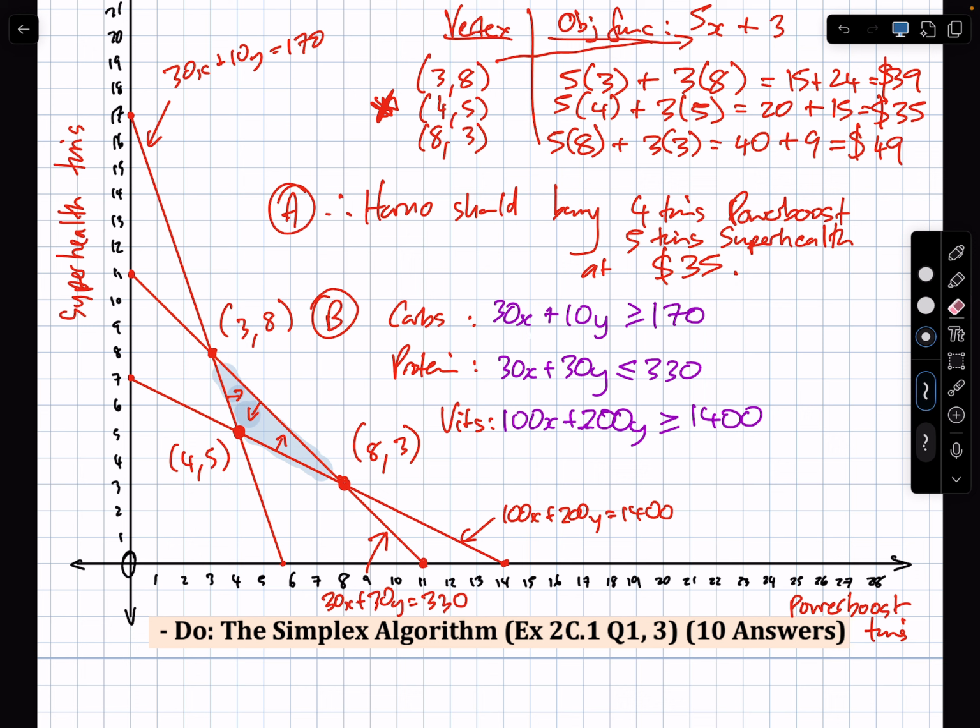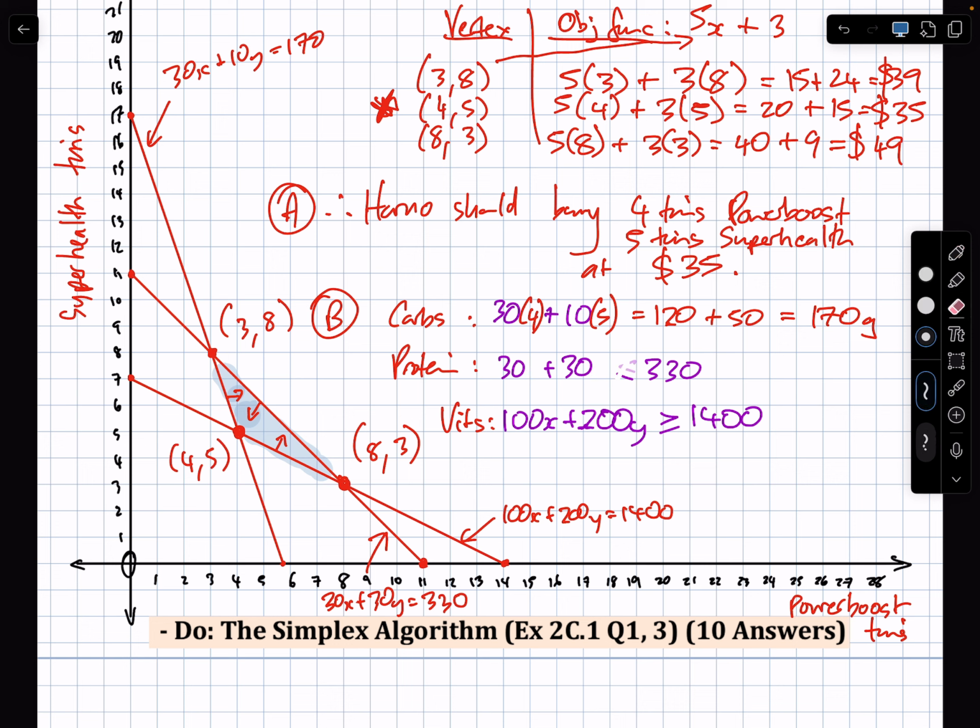Replace the X with 4 and 5. What's that going to be? 30 times 4. It's going to be an equal sign now. 30 times 4 is going to be 120 plus 50. He's going to get 170 grams of carbs with the optimal solution.